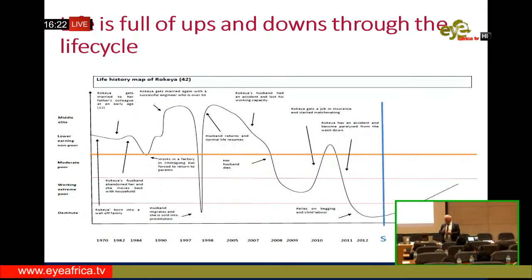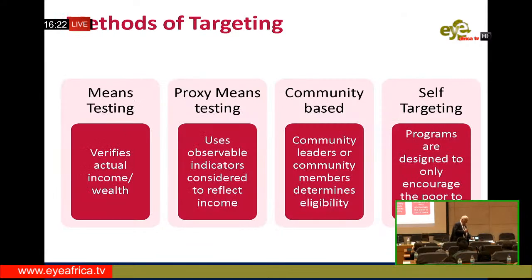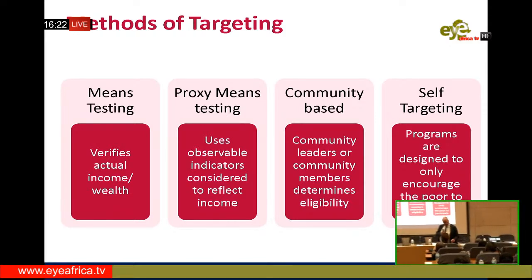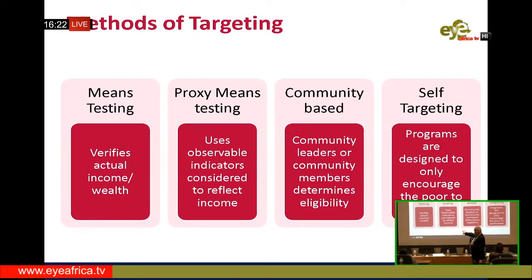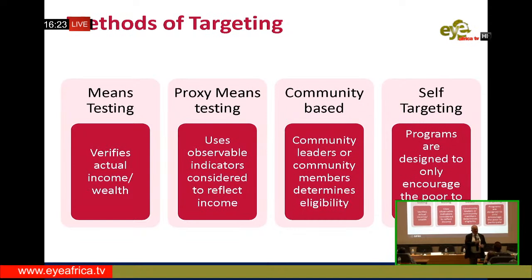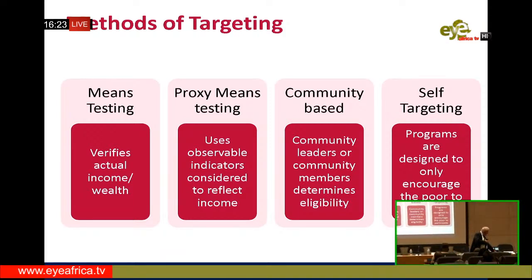So, given all this, what can we do? We have four main options. We have a couple more, and I will explain that later. We have actually four main options for targeting. We can have means-tested targeting. That's what I talked about just a minute ago. We have proxy means testing. We have community-based targeting. And we have self-targeting. And let's have a look at each of them. Because actually these are our options. At least these are the pure options, but we can make smart combinations.